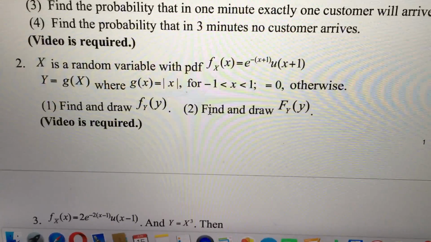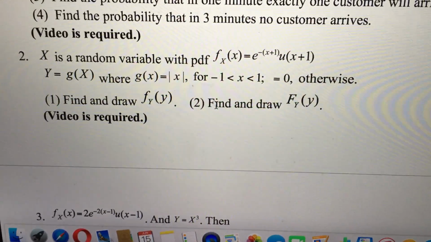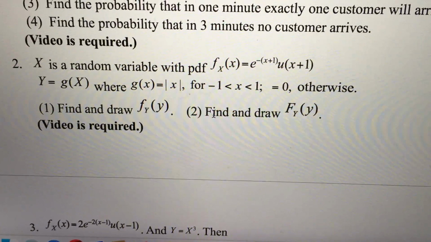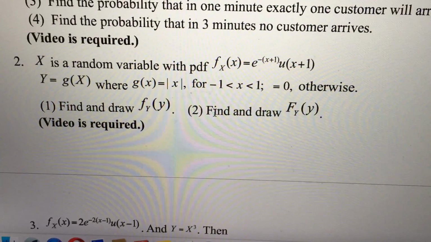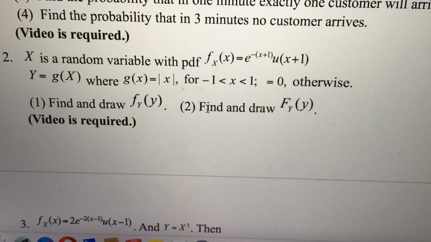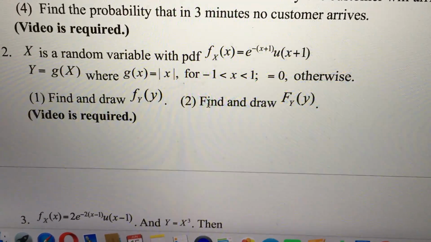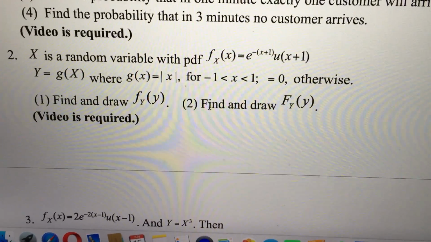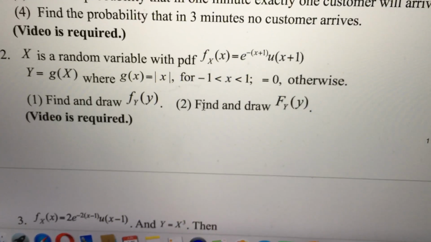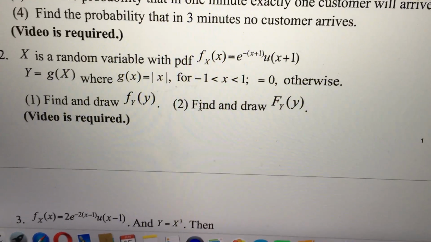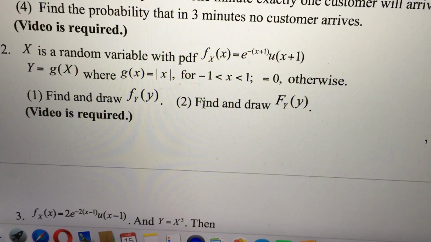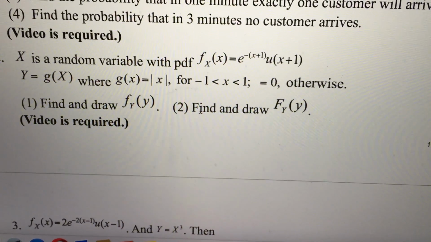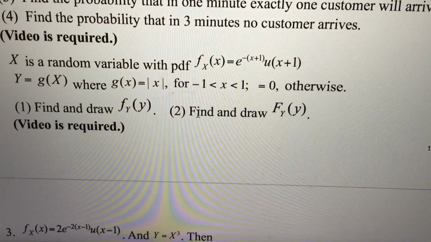This is the second question of homework 3, and it gives us the PDF function of the random variable big X, and it gives us a relationship between big Y and big X. Y = g(X) is equal to the absolute value of X for X between -1 and 1, and equal to 0 otherwise. And we need to find and draw the PDF function of big Y and finally draw the CDF function of big Y.